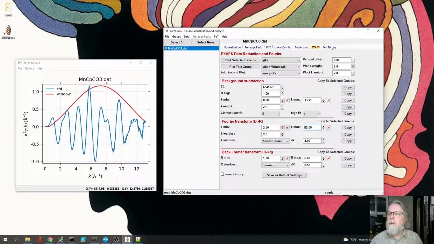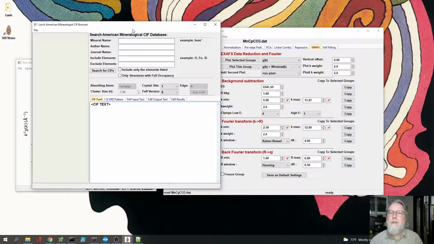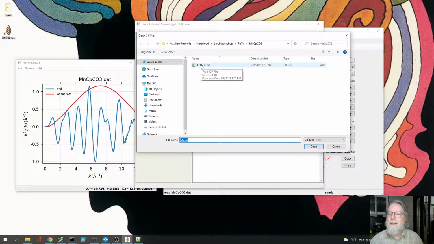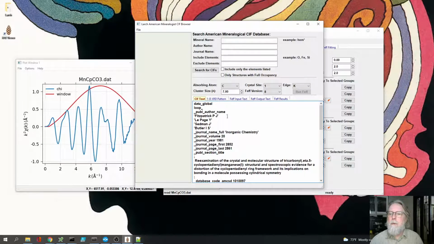Okay, so to do Feff fitting, now this data set also, just to be clear, this sort of organic compound is not listed in our CIF structure from the American Mineralogist collection. We need a separate CIF file. So in fact, I found a CIF file from the opencrystallography.net, the COD database of very many CIFs. I did have to edit it a little bit, and I'll explain what I did in a second. I edited it outside of this program.